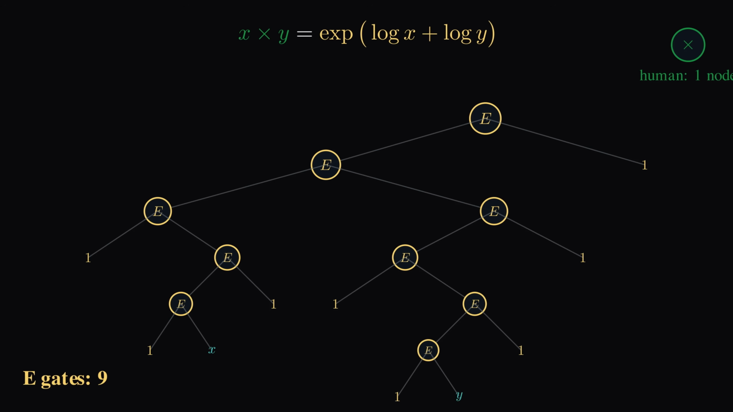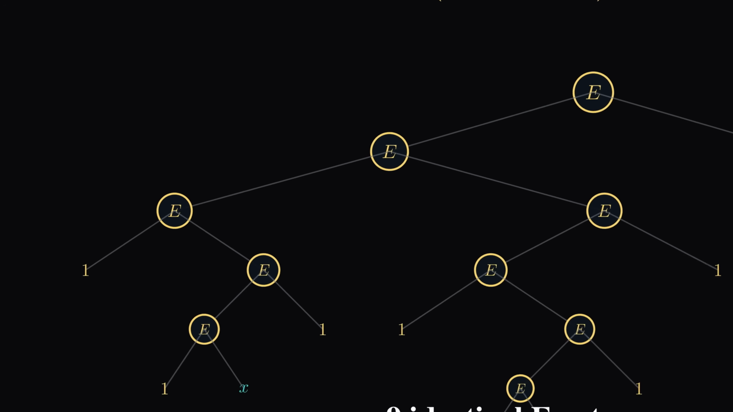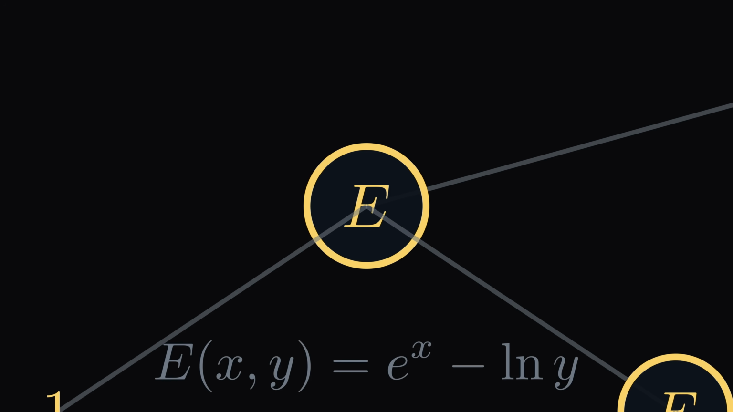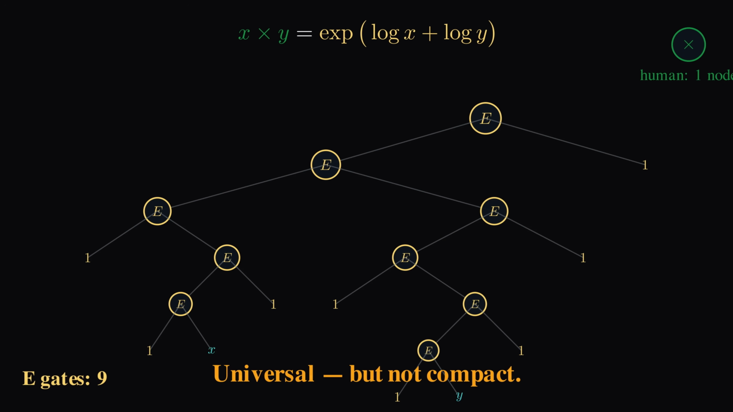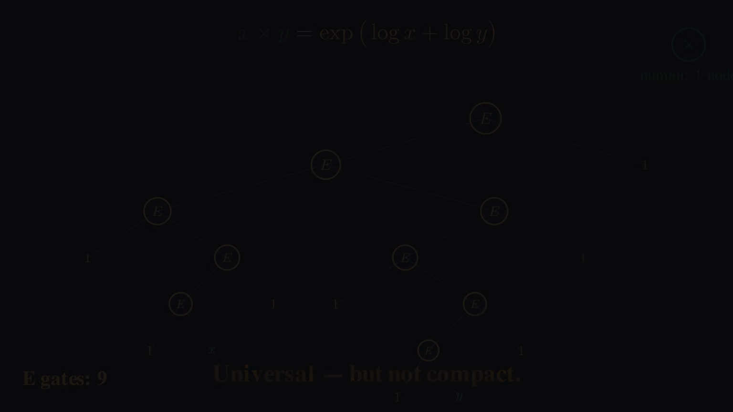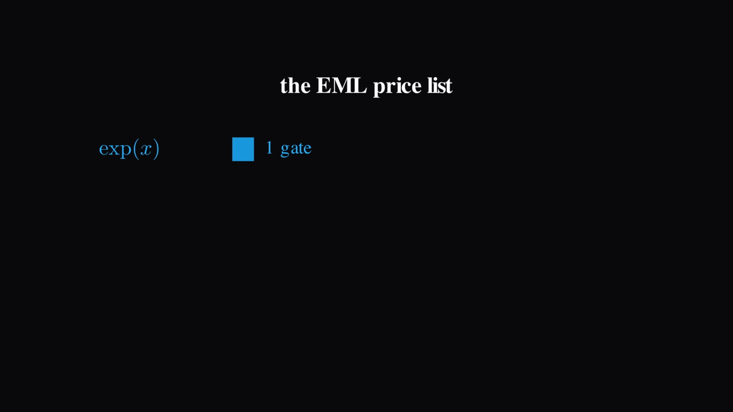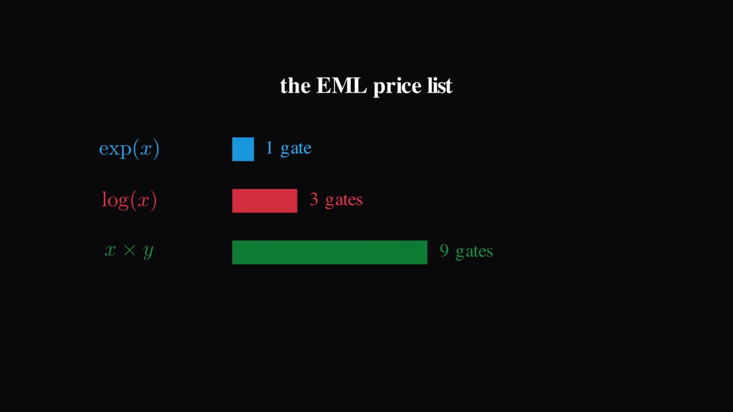For a human, x multiplied by y is one compact symbol, but in this EML basis, even multiplication has to be spelled out through exponentials, logarithms, addition, negation, and then EML gates underneath all of those. In the paper's counting view, the exponential of x costs 1 EML gate, the log costs 3, and this multiplication construction costs 9. And so just because it's universal doesn't necessarily mean it's going to be compact.